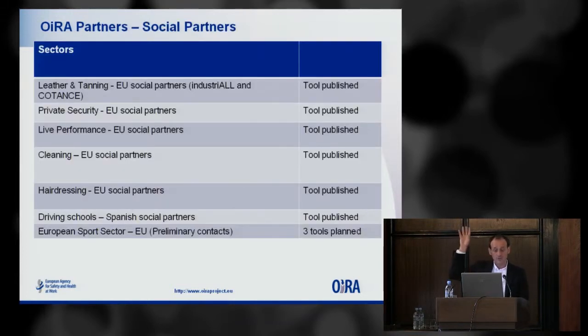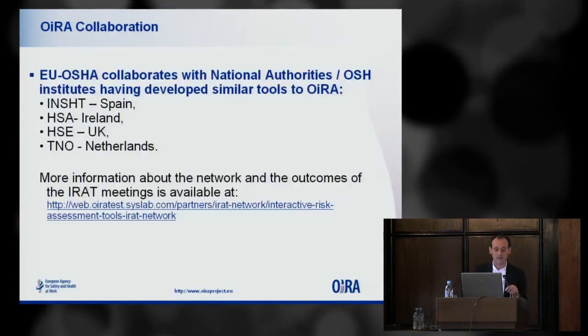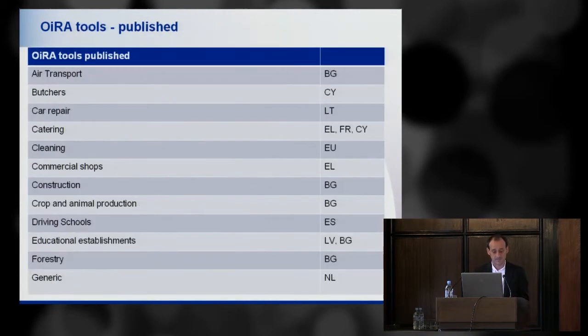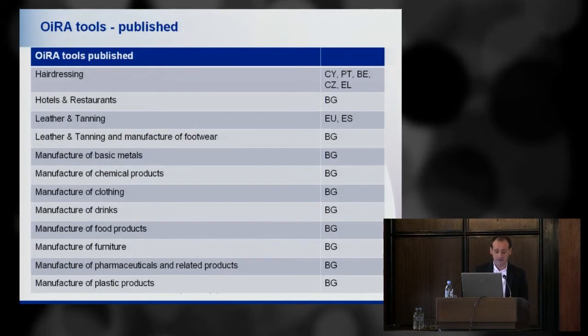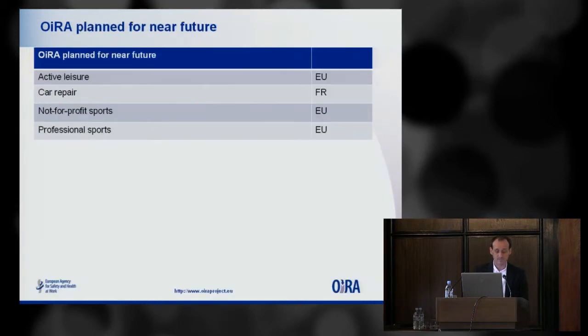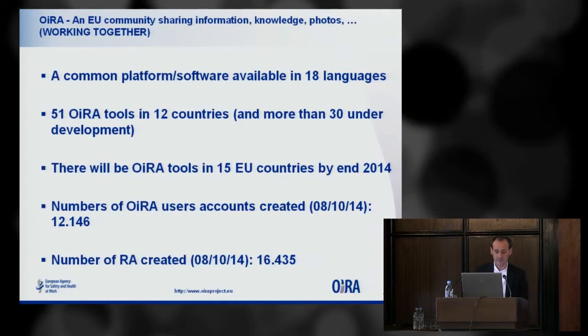We are also developing tools at EU sectoral social level. These tools are published in English with reference to the EU directives, and then we invite our OiRA partners at national level, in the different countries, to adapt these tools to the national context. And we have published already 51 tools. You can have them here. And we have around 30 under development right now, and others planned for the near future.